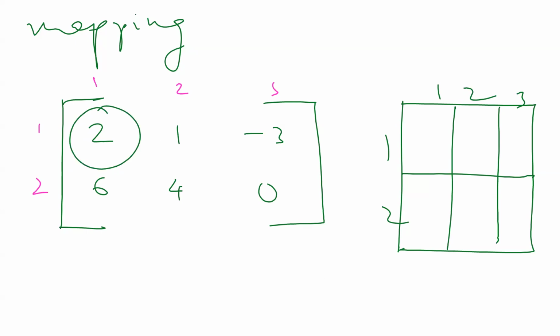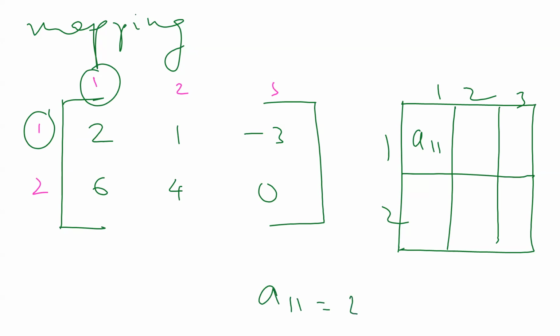So this object, the code for this object is A11. First row, first column. And small a is what we denote the number with. So small a11 is 2.